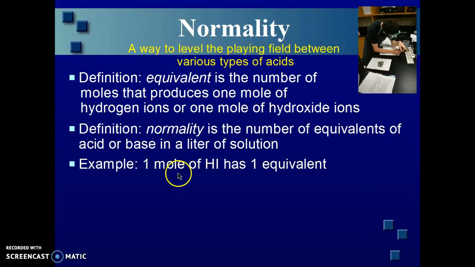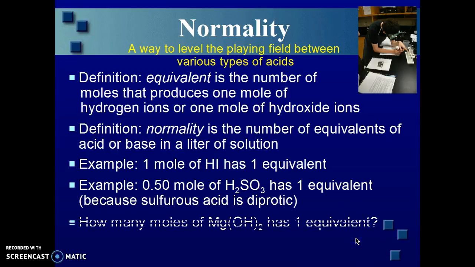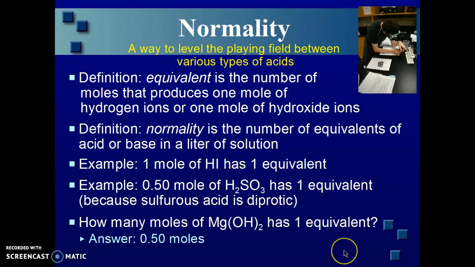For example, 1 mole of hydriodic acid has 1 equivalent. 0.5 moles of sulfurous acid has 1 equivalent because sulfurous acid is diprotic. It kicks off 2 moles of protons for every mole, and therefore half a mole of sulfurous acid will kick off 2 times 0.5 or 1 mole of hydrogen ions. So how many moles of magnesium hydroxide would have 1 equivalent? Answer, 0.5 moles, very much like the sulfurous acid on the other side.